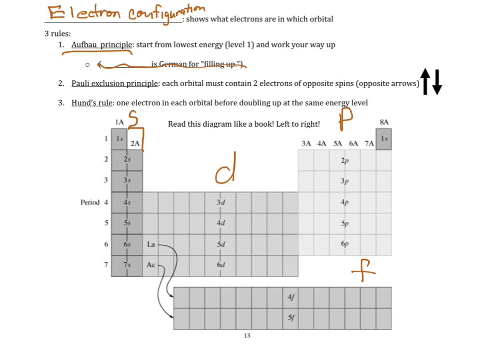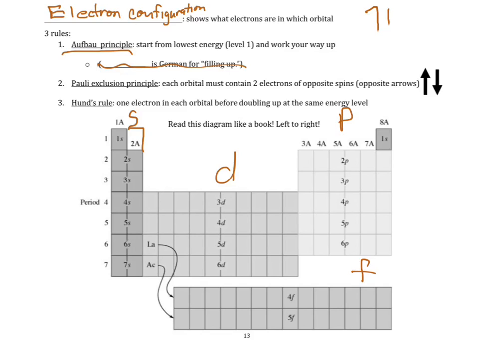The next one is the Pauli exclusion principle. The Pauli exclusion principle states that each orbital must contain 2 electrons of opposite spins. We're going to talk about this in a moment, but we're going to represent orbitals like this, and we're going to talk about how an electron can have an up spin or a down spin. In an orbital, there's 2 electrons per orbital. One will have an up and one will have a down. And that's the Pauli exclusion principle.